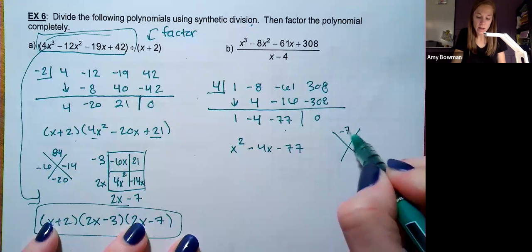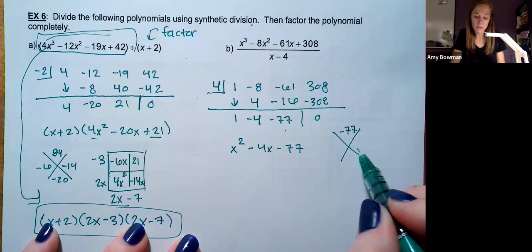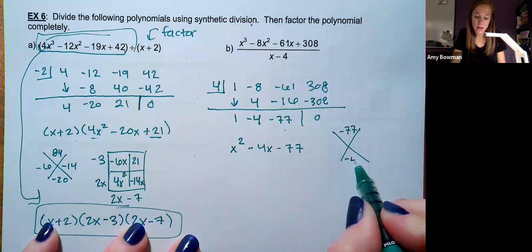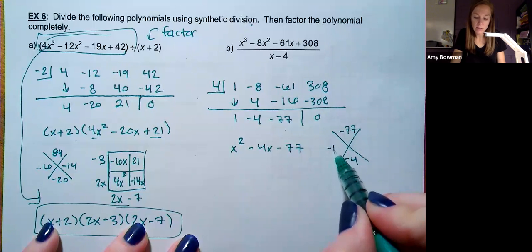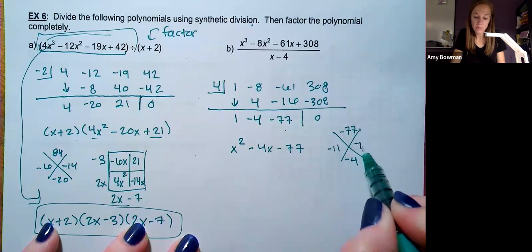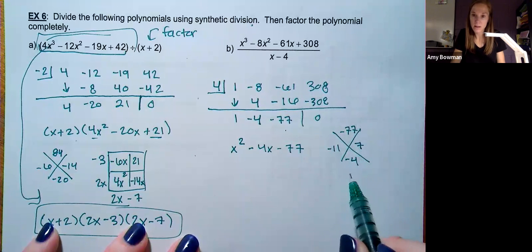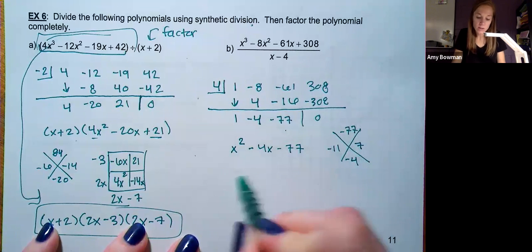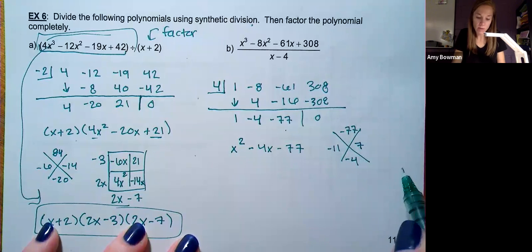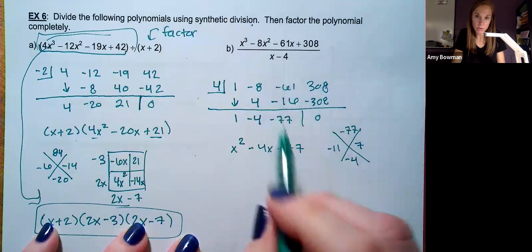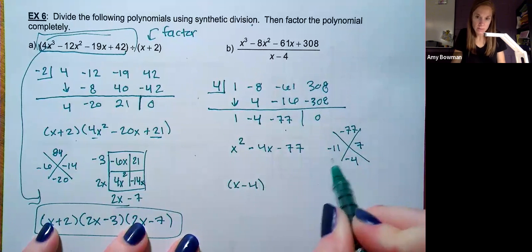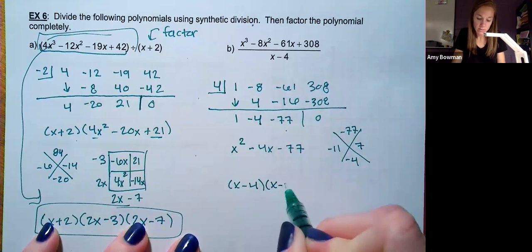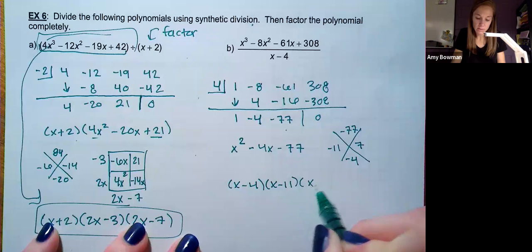So I need something that multiplies to -77 and adds to -4. So 77's factors are 11 and 7. And if 11 is negative and 7 is positive, then those add to -4. So then we've got our whole final factored form of our original polynomial. So that's going to be x minus 4 times x minus 11 times x plus 7.